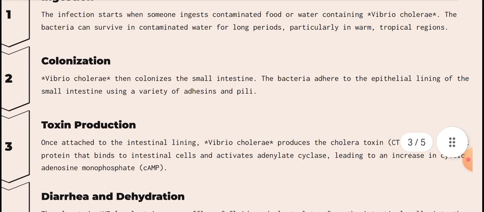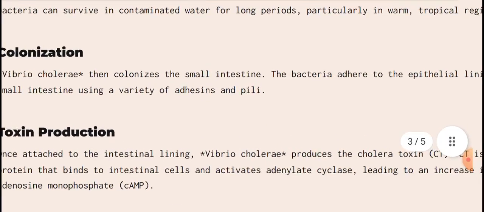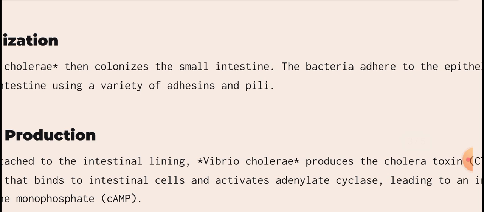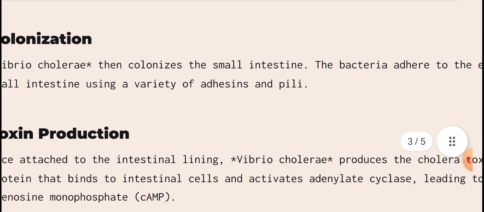Epithelial cells of the small intestine. How is this particular bacterium able to bind to the epithelial cells of the intestine? This may be a question, but the answer is in the statement itself. It attaches to the intestine through adhesins and pili. These are all the structures which add virulent nature to the bacterium.